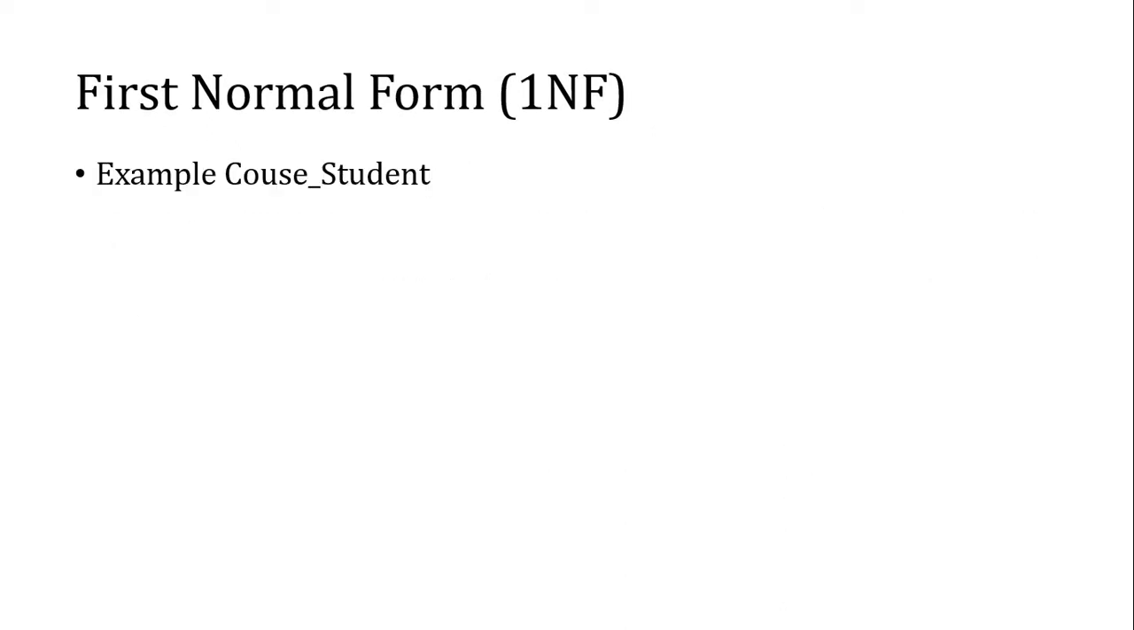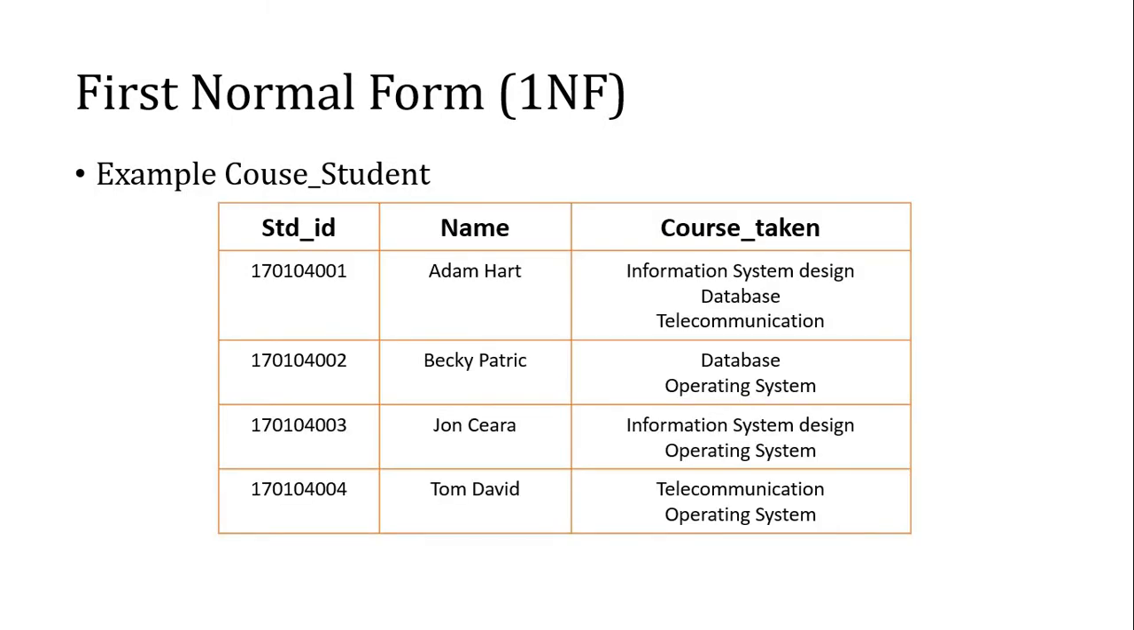If we go for an example, that is a course student table, we have three columns: student ID, student name, and course taken. In the student ID there are some IDs, then the name and the course taken. Here you see roll number 1701040001 is a student, Adam Hurt. He is taking three courses: information system design, database, and telecommunication. Other students also take one or two courses each.